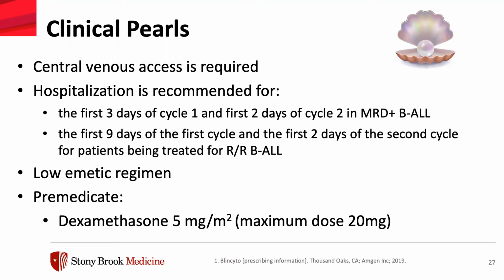Blinatumomab is a low emetic regimen, which is important to note. However, we do still premedicate with dexamethasone for trying to prevent cytokine release syndrome. So we give dexamethasone before the patient's initial dose, or if their dose is being titrated up, we give it every day that the dose would be titrated up or increased. And if the continuous infusion stops for more than 4 hours, then we would also give dexamethasone before reinitiating the infusion.